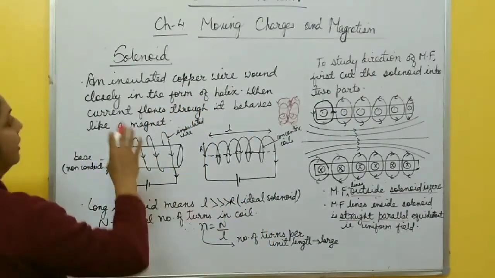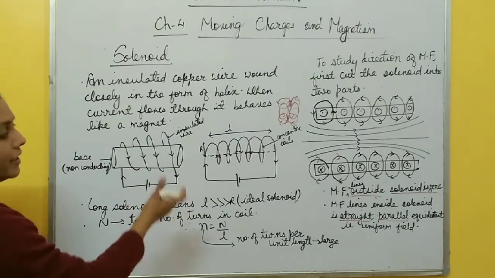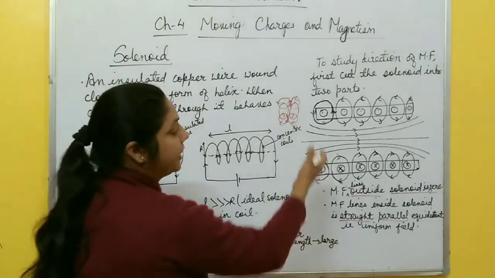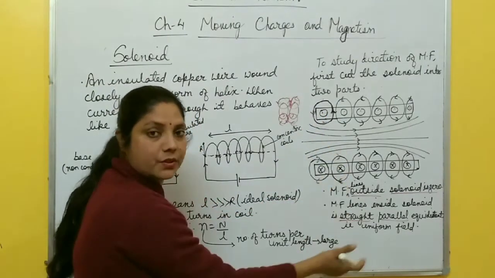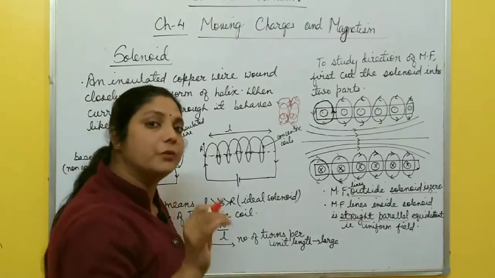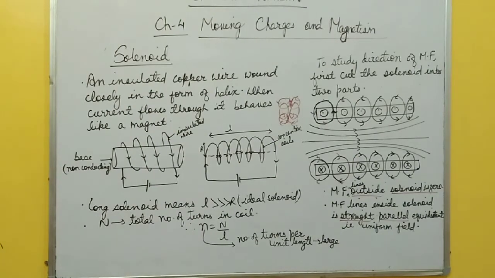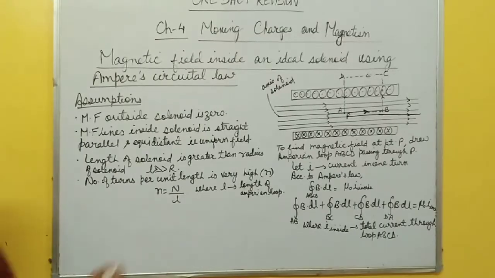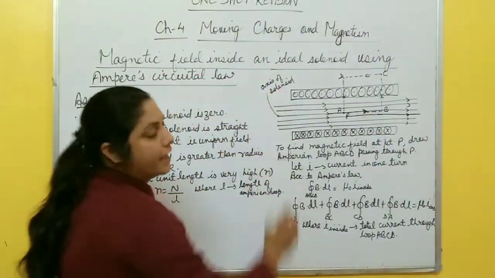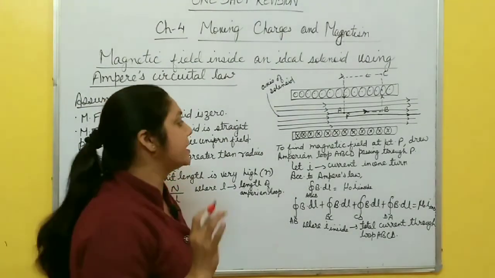So this is about the solenoid. What is a solenoid? How do you find the direction of the magnetic field in the case of a solenoid? Now you have to find the value of that magnetic field using Ampere's Circuital Law. Please take a screenshot of this first. Now I am going to find the magnetic field inside an ideal solenoid using Ampere's Circuital Law.